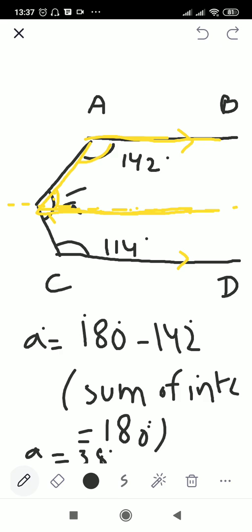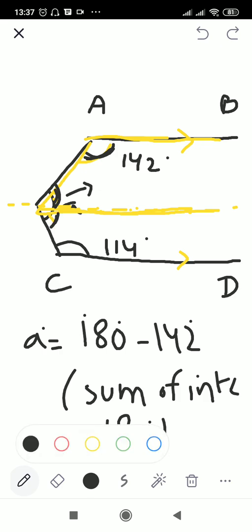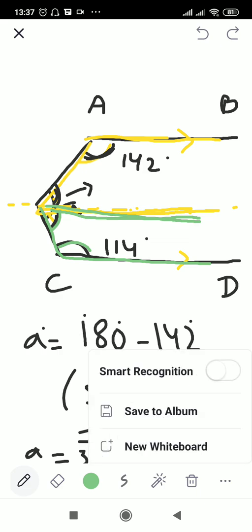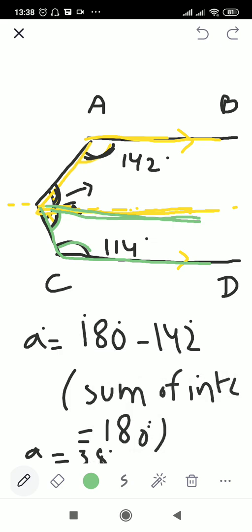So half of this we have found. These two angles are interior angles, and in the same way 114 and this remaining part is also an interior angle. So we can again find out the remaining half of this angle. We can see that here C is forming 114 over here, and this remaining part of A is equal to 180. So you can subtract 114 from 180, so you will get the remaining part of that angle A.